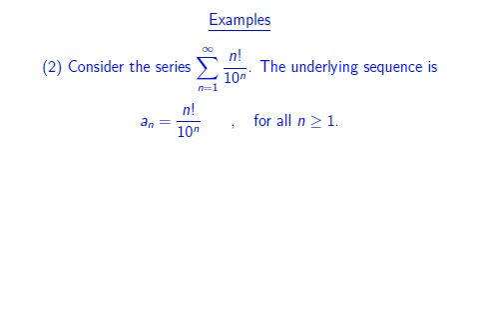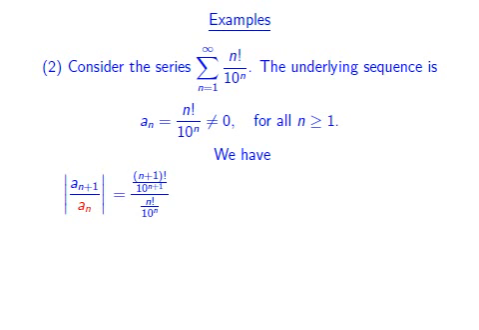In the second example, we consider the series taken over the sequence n factorial over 10 to the power n. Again, every sequence element is non-zero. In fact, they are all positive. Furthermore, for the absolute value of the fraction of a_(n+1) over a_n, we get (n+1) factorial over 10 to the power n+1 divided by n factorial over 10 to the power n. This can be rewritten as (n+1) factorial over n factorial times 10 to the power n over 10 to the power n+1. The first factor simplifies to n+1, the second factor to 1 over 10.